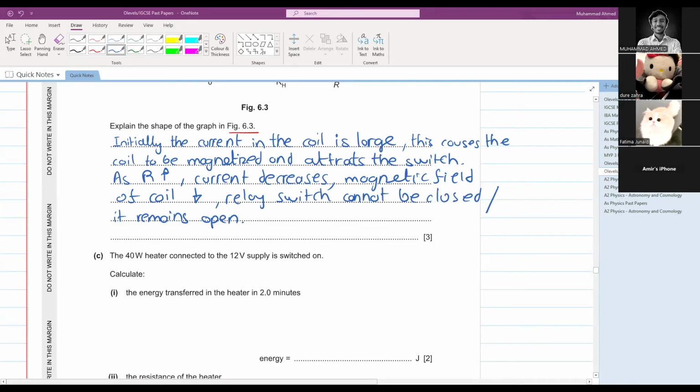Let's look at what we have to do in the next part. Let's see the next part. What is written in the next part? Please analyze everyone. The next part is very easy, literally the easiest of them all.